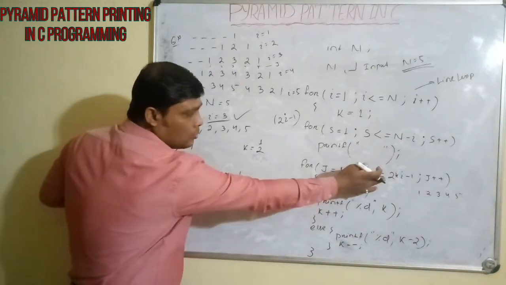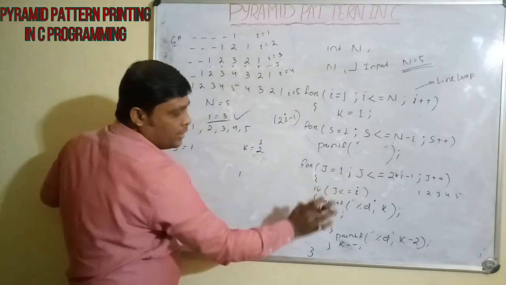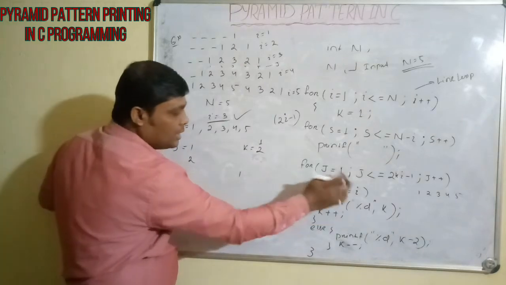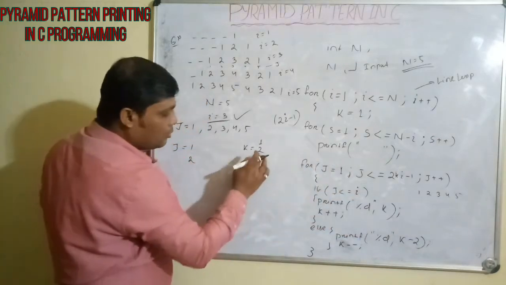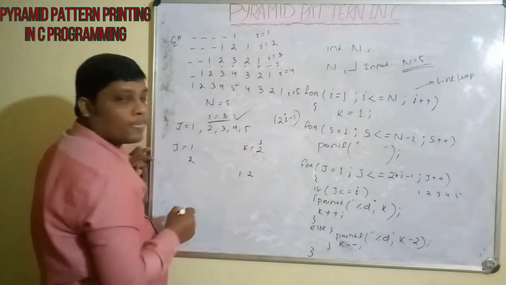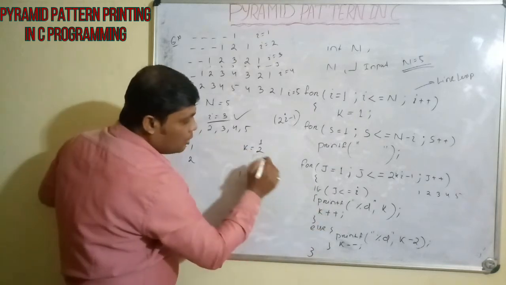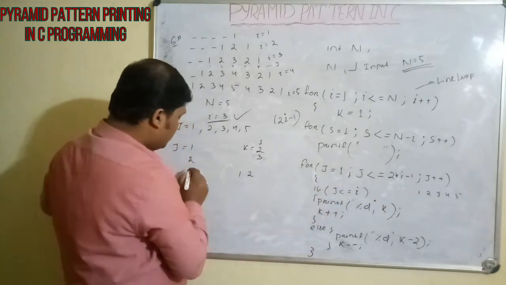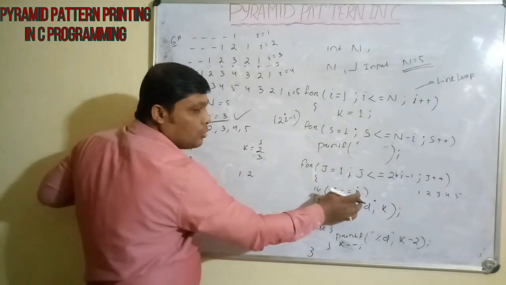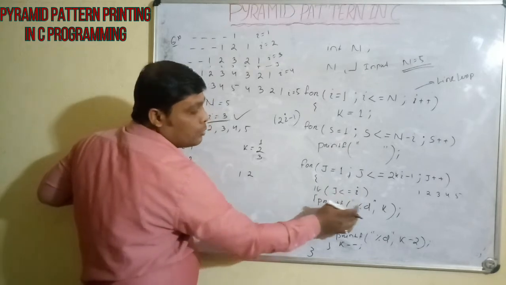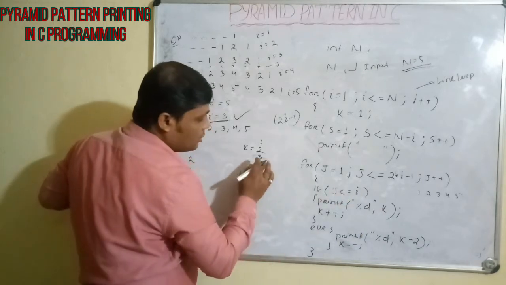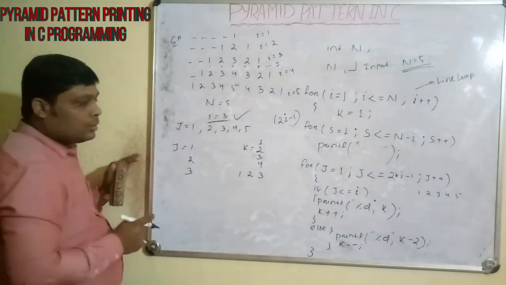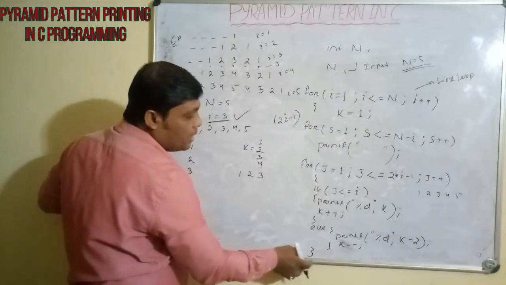When j value will be 2, 2 less than equal to 3. Yes. It will print k value. Now k value is 2, so it will print 2. Next, k value will be 3. It will not go to the else part. j value will be 3, 3 less than equal to I value 3, so it will print k value. Now k value is 3. After this k value will be 4. Clear? Now see, it will not go to else part.